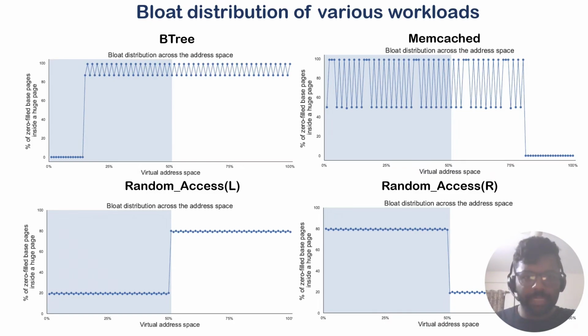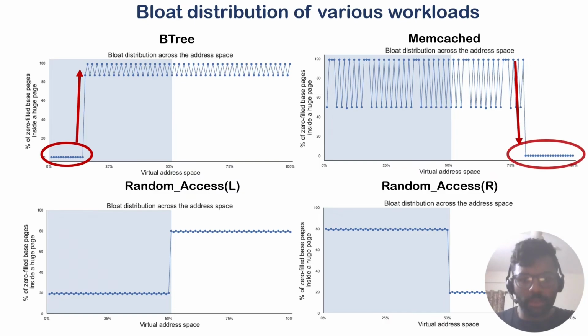For example, B-tree shows no memory bloat for the first 15% of the address space, then experiences a sharp increase to around 90%, which remains consistent for the rest of the address space. Memcached, on the other hand, has memory bloat ranging from 50% to 99% for most of the address space, dropping to 0 towards the end. Random access L and random access R exhibit contrasting bloat patterns. Random access L shows low memory bloat in the left half and high bloat in the right half, while random access R has high memory bloat in the left half and low bloat in the right half.